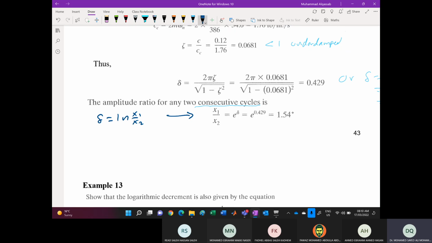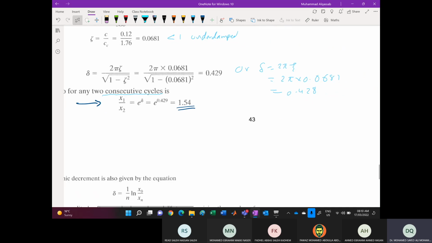Now this is the end of the example, but you know the meaning of this. This means x1 over x2 is the same as x2 over x3, because there is no time here. As far as x1 and x2 or two consecutive cycles amplitude, then this will be the same.